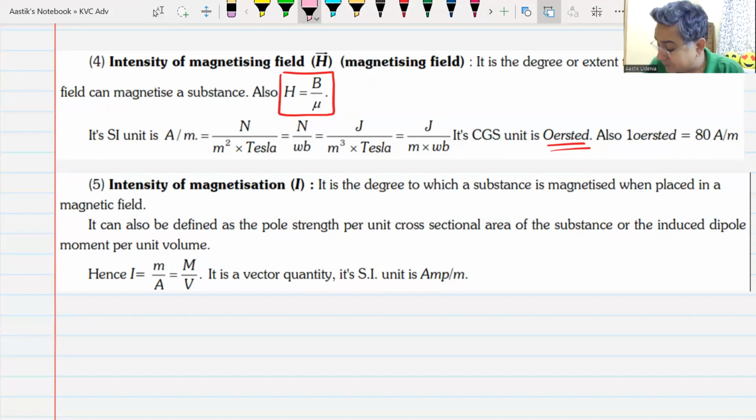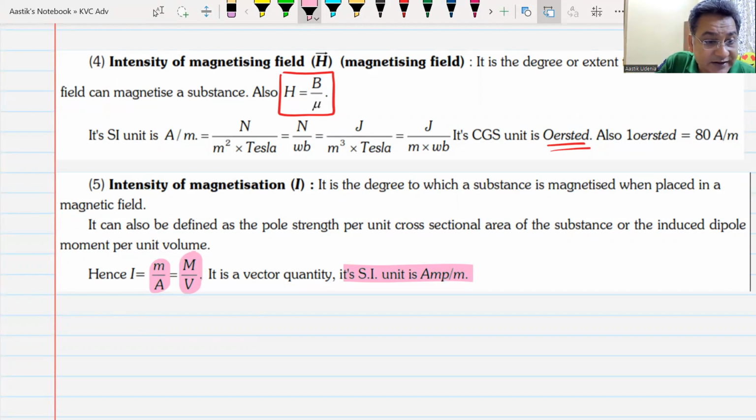It is the magnetic strength per unit area or magnetic dipole moment induced per unit volume. Do we understand this? Remember all these units, because in the examination hall it will become very difficult for you to derive these units. If you don't remember them, you will waste a lot of time in deriving these units.